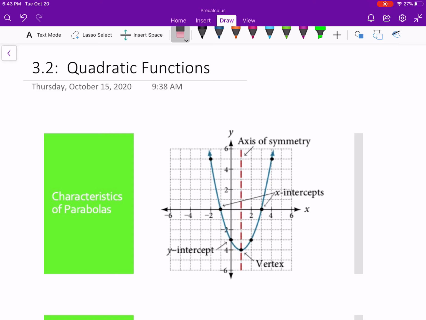This is section 3.2, quadratic functions. So we're going to review quadratic functions, and we're going to start with characteristics of parabolas. Remember, a parabola is the name of the shape or the graph of a quadratic.